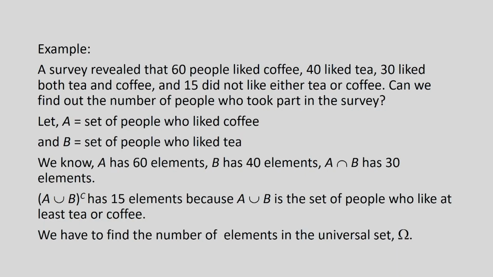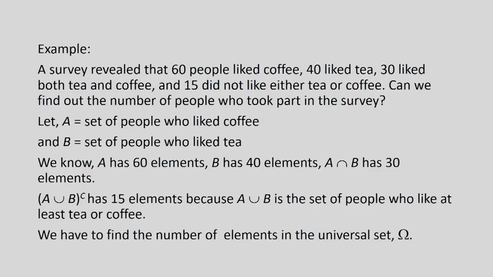A survey revealed that 60 people liked coffee, 40 liked tea, 30 liked both tea and coffee, and 15 did not like either tea or coffee. Can we find out the number of people who took part in the survey? All right. So, this is the question, and let us see how we can try to solve this. So, first we define certain terms.